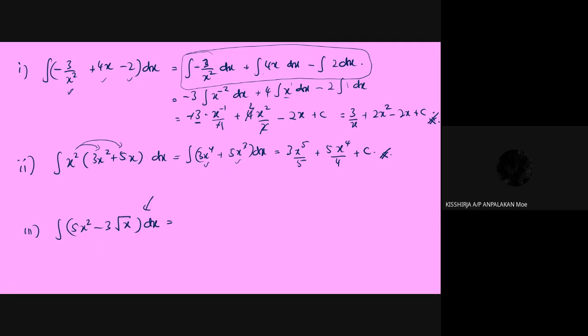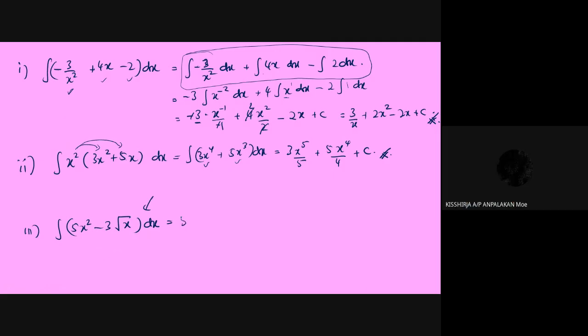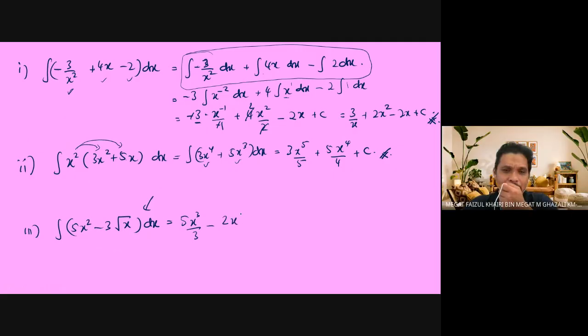Okay, read your answer for me. 5x cubed over 3 minus 2x power of 3 over 2, plus c.